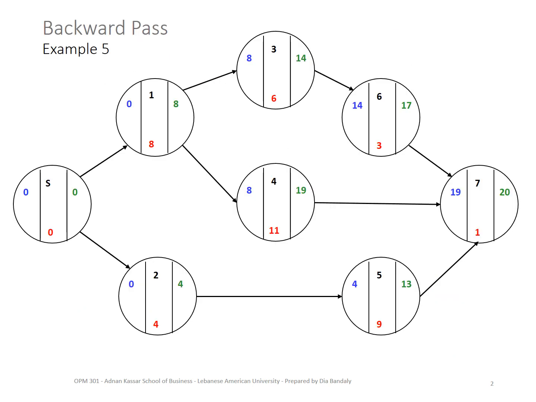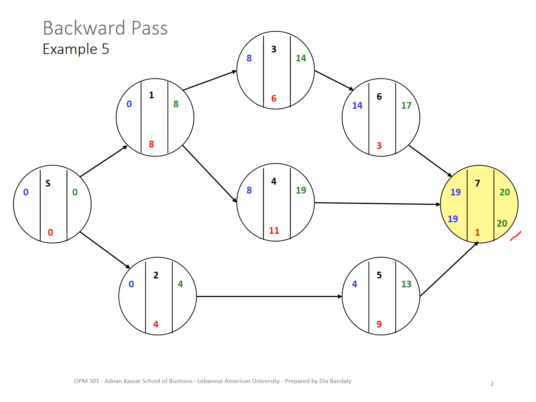All right, so the backward pass comes after the forward pass is done. That's why you can see that the early start and the early finish of all the activities are already determined, and now we're starting backward. So we're starting from activity 7. For activity 7, because it's the ending node and we don't want to delay the project, we set its latest finish equal to the earliest finish, so we set it equal to 20, right? Then the latest start will be 20 minus 1, which is 19.